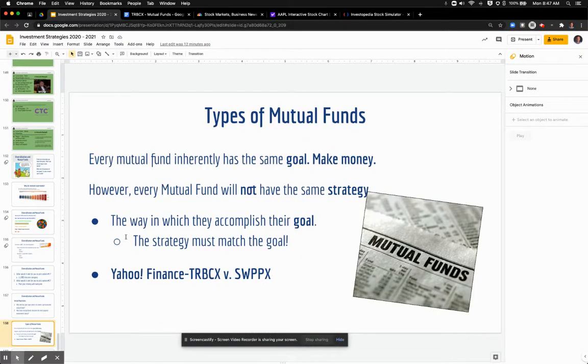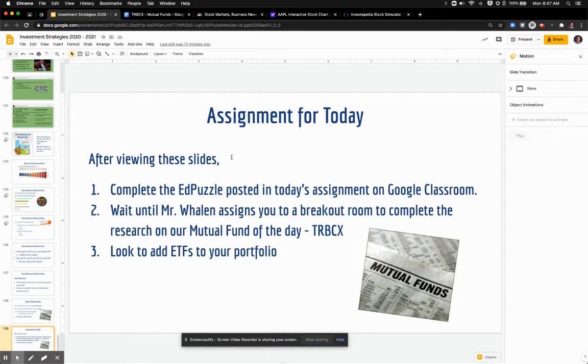All right, so there's a quick little preview. Here's what you are going to do now. After you're done viewing these slides, there is an Edpuzzle posted in today's assignment on Google Classroom. That's going to talk about the difference between mutual funds, exchange traded funds, and some general information about the different types of funds. Once you're done with that, I'm going to assign you to a breakout room to complete some research on our mutual fund of the day, which is TRBCX, the T. Rowe Price Blue Chip Stock Fund. I'll have some directions for you.